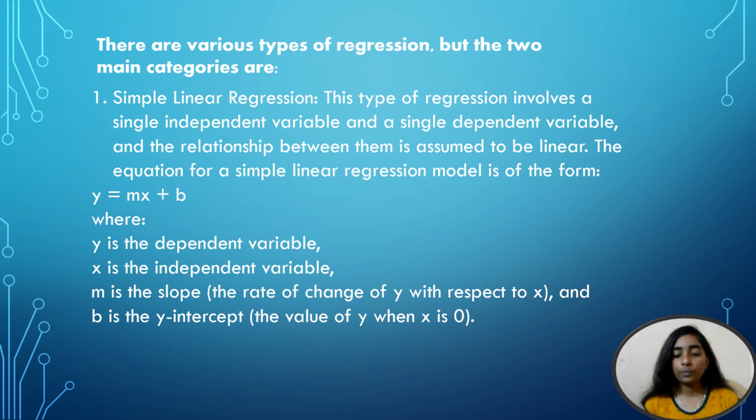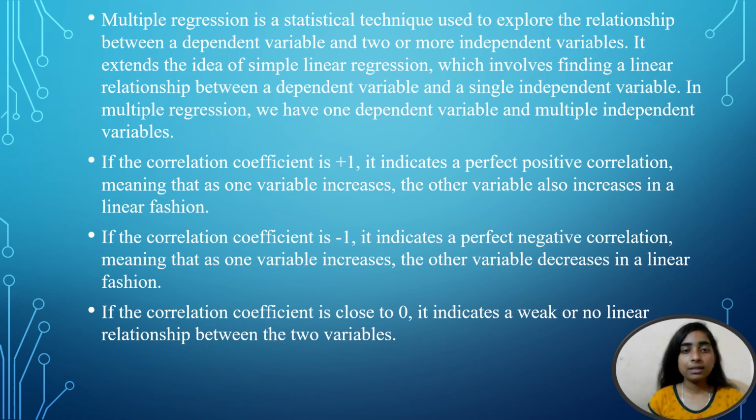Multiple regression is a statistical technique used to explore the relationship between a dependent variable and two or more independent variables. It extends the idea of simple linear regression, which involves finding a linear relationship between a dependent variable and a single independent variable. In multiple regression, we have one dependent variable and multiple independent variables.